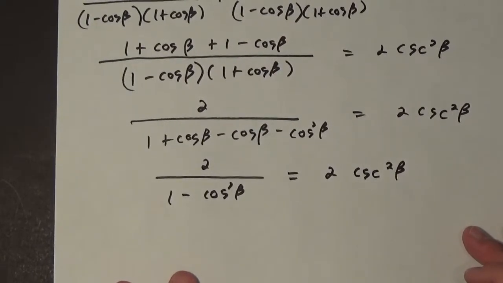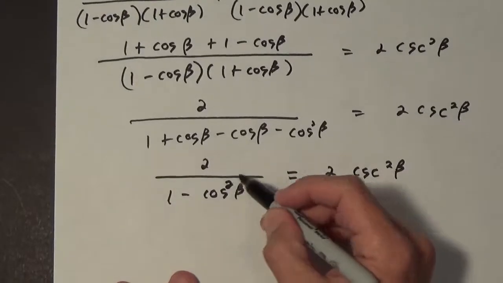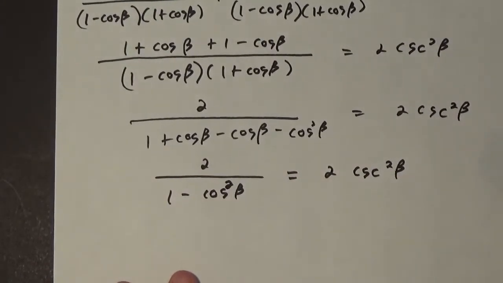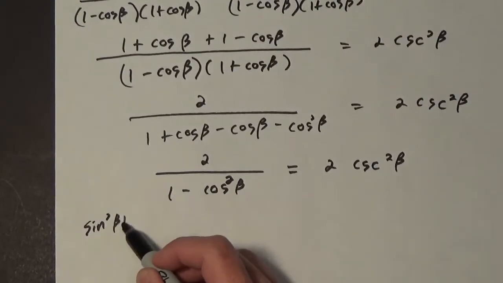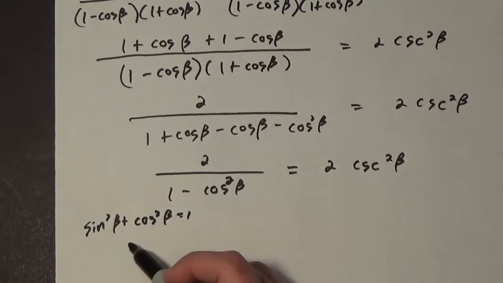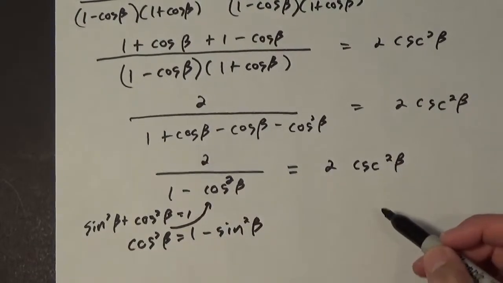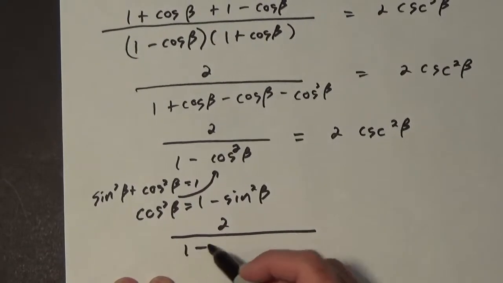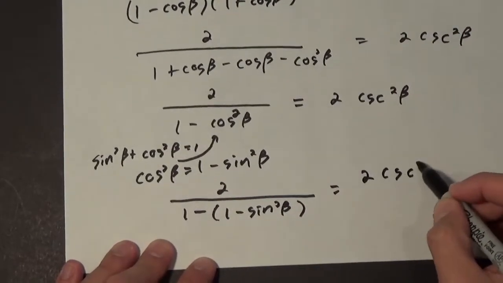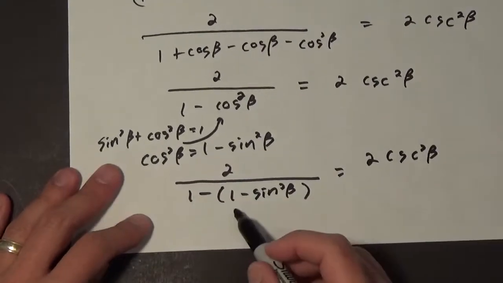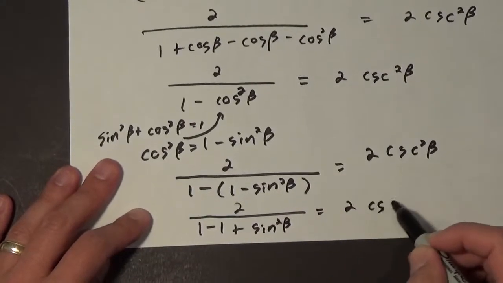So it looks like we're getting pretty close. We've got the 2, but we still need cosecant over here. So we have to think, what else could we do with this? Again, when you have a trig function squared, one thing that pops into our brain is a Pythagorean identity. We know that the sine squared of beta plus the cosine squared of beta equals 1. So the cosine squared of beta equals 1 minus the sine squared of beta. Let's substitute that in. So we're going to have 2 over 1 minus the quantity of 1 minus the sine squared of beta. I'm kind of running out of room here, but I think I'll be able to make it. Then when we distribute the negative, we get 2 over 1 minus 1 plus the sine squared of beta equals 2 cosecant squared of beta.